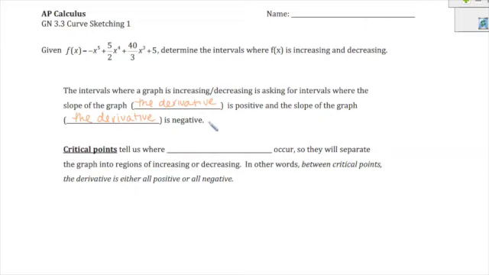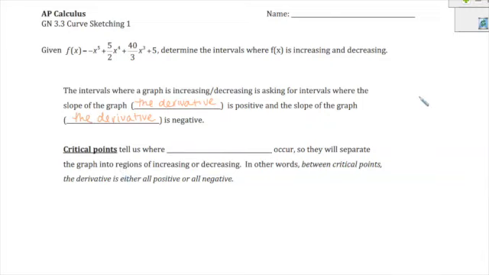We know how to find the derivative, and we can obviously figure out where the derivative is positive or negative because we know how to find critical points. So critical points is where the derivative is equal to 0 or it's undefined. And you guys told me last week, especially when we're finding absolute max and mins, that the critical points tell us where relative mins can occur.